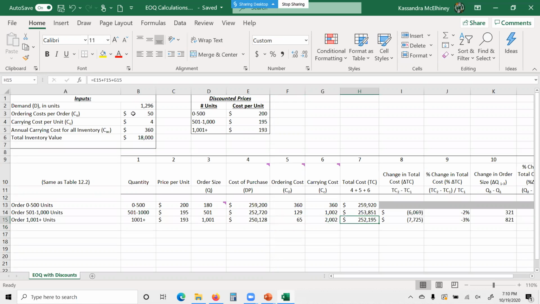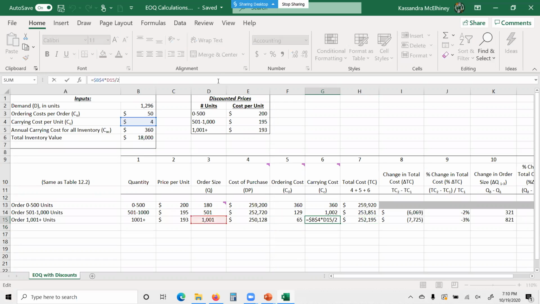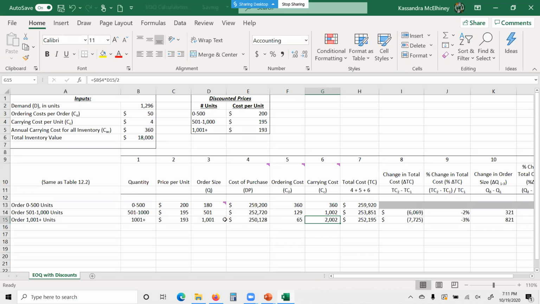Total carrying costs, however, are going to be the highest of the 3 scenarios we looked at. So total carrying costs, our carrying cost per unit times our average order size. So $4 times our 1,001 divided by 2 gives us our carrying cost of $2,002. Highest of the 3 because we have more goods, more units.